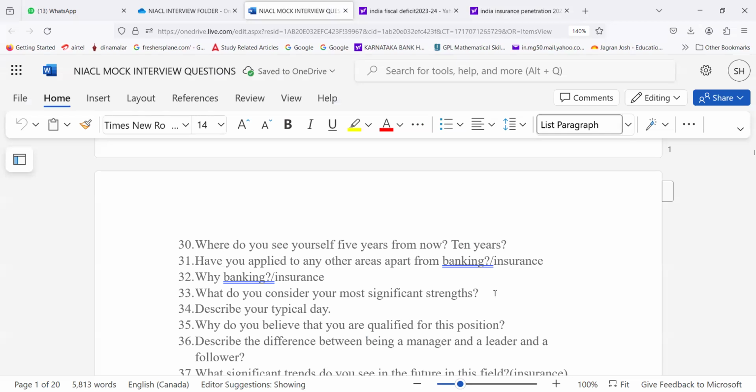Next question. What do you consider your most significant strengths? Sir, my strengths include being a quick learner, effective time management, and problem solving ability, sir. Super. But they may ask you to explain where you used this particular skill. So be ready with an answer for that. Sure, sir.